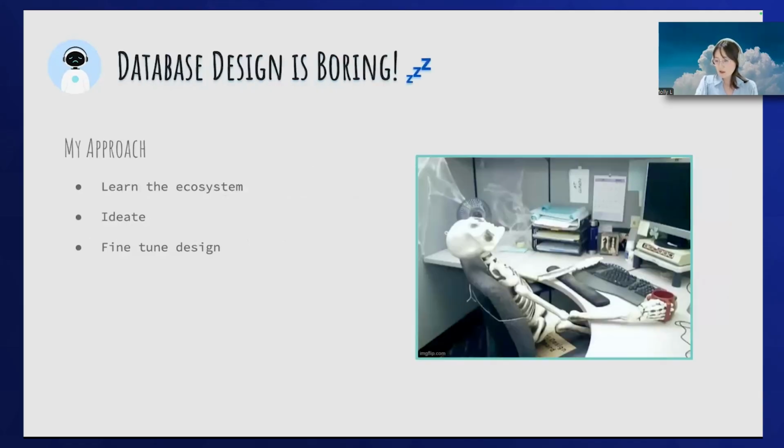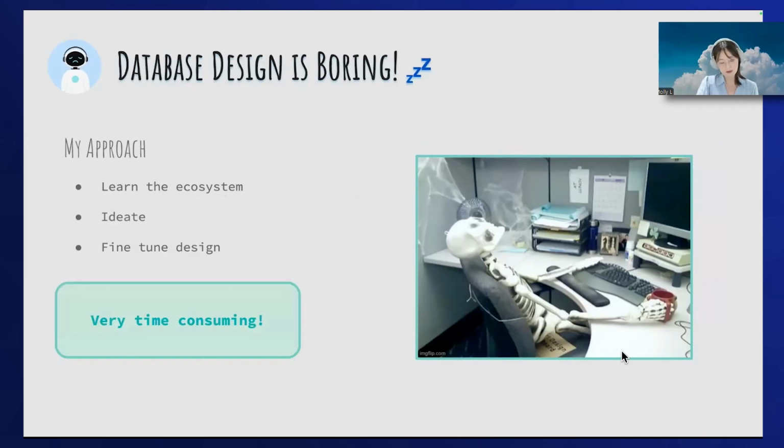All right, so how would I personally approach this? I would cobble together resources, read through documentation and code, and try to understand the existing ecosystem. Ideate at a high level on how to fit in the new feature, and once I settle on a high-level schema, I'd fine-tune the fields and constraints. It's very time-consuming, very tedious, and worst of all, super boring.